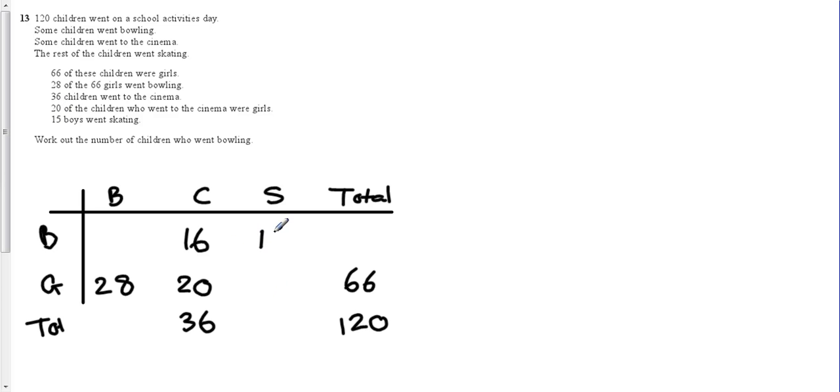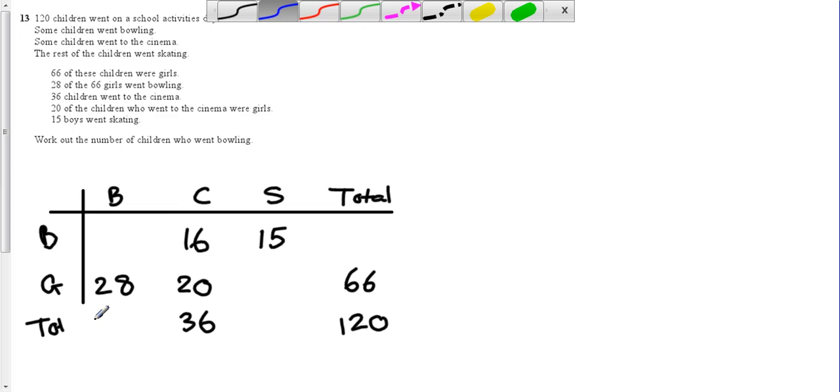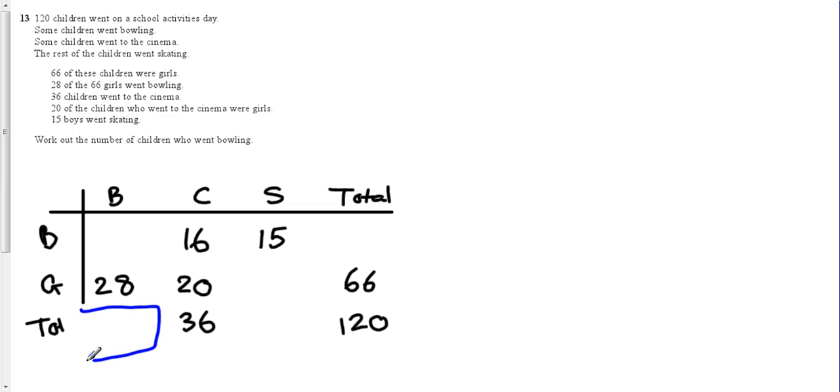So that's 15 there. What we're going to need to do is fill in the gaps, and remember we're looking out for the number of children who went bowling, so we're looking for this information here. Now in order to do that, we need to work out the missing gaps. So one of the first ones you can work out, if 66 of the children were girls, then taking that away from 120, you work out that 54 were boys.